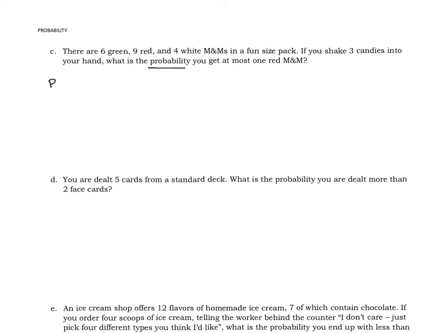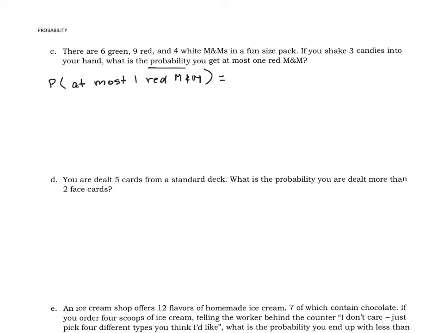So we're finding the probability of you getting at most 1 red M&M. So what will be in the numerator? That's all the ways that you can get at most 1 red M&M, and what would be in the denominator? That would be all the ways that you could get from that fun size pack just 3 M&Ms.